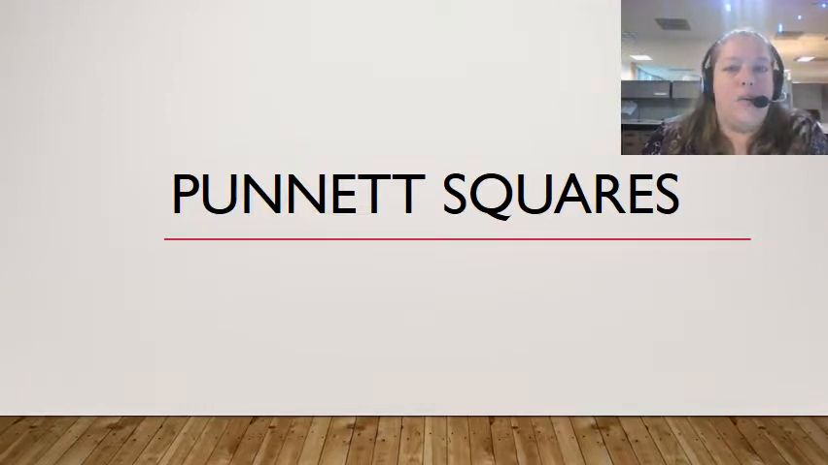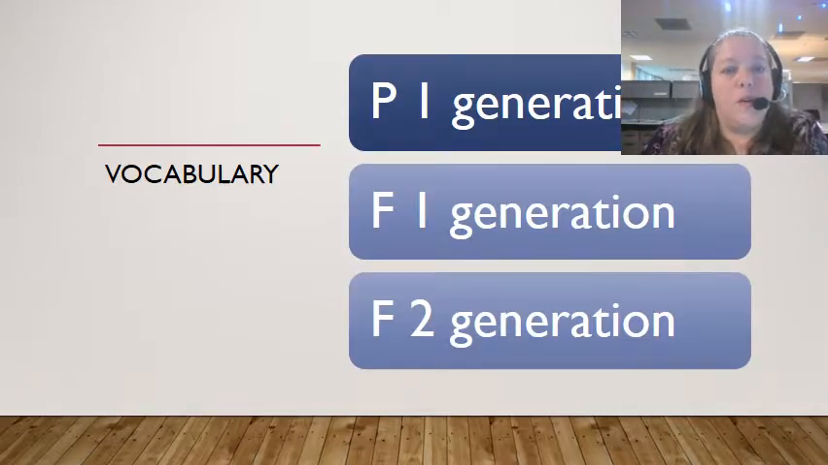And again, we are going to be working on and going over Punnett squares. Everybody is comfortable now with actually completing the Punnett square. So now we're going to work more on talking about the difference between the parental generation, which is the P1 generation, and then the F1 and the F2 generation. F1 is the first filial generation, and then the F2 is the second filial generation.